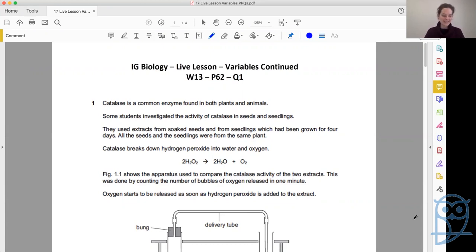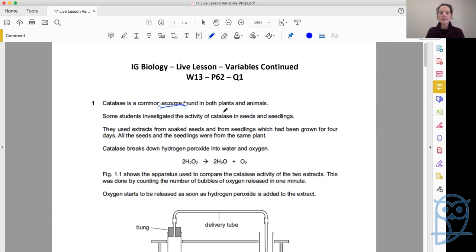So let's get started. Okay, so catalase is a common enzyme found in both plants and animals. As soon as we see the word enzyme, we should be thinking of temperature, pH, substrate concentration, enzyme concentration, these things that affect our enzymes.